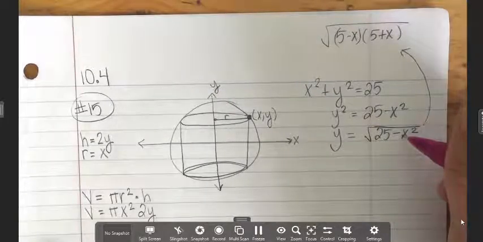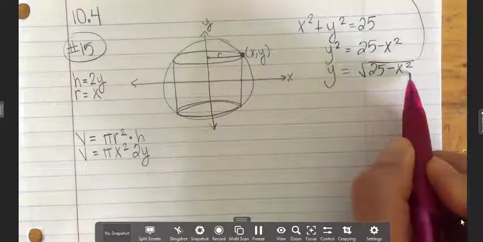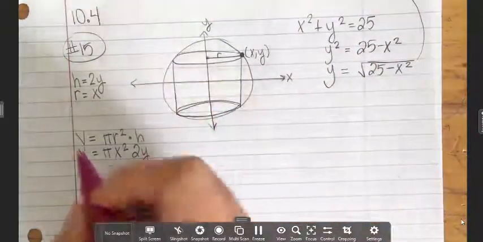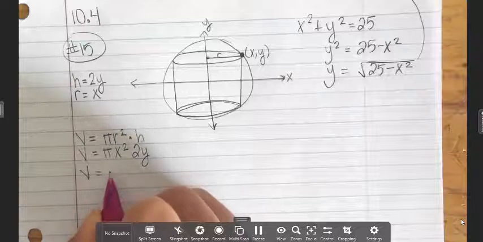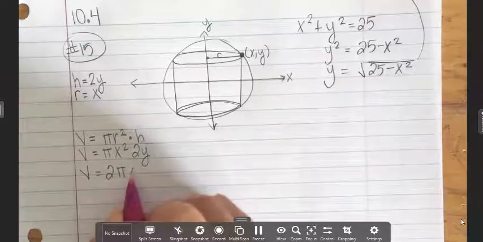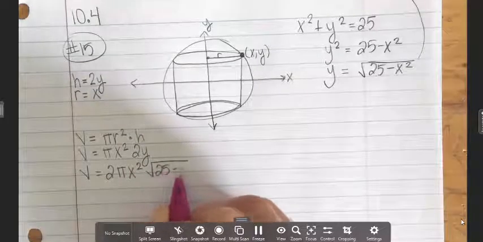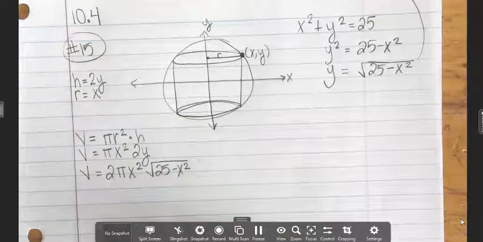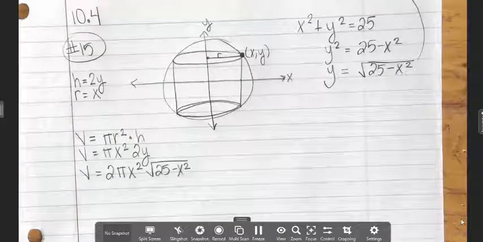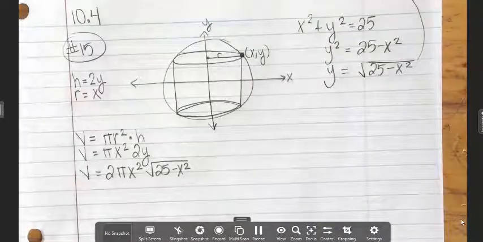All right, so I'm going to use that, and I'm going to plug that value of y in terms of x right in here. So volume is really, I think I'll bring the 2 out in front, 2 pi times x squared times the square root of 25 minus x squared. I now have an equation for the volume of the cylinder in terms of x. And now what I do is I look for my maximum.